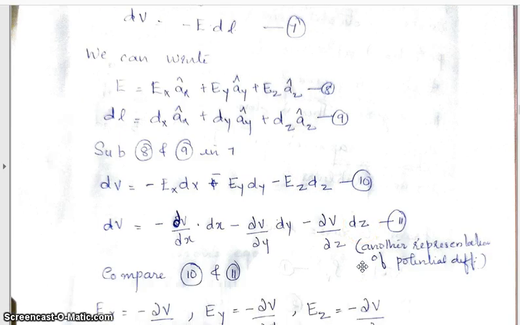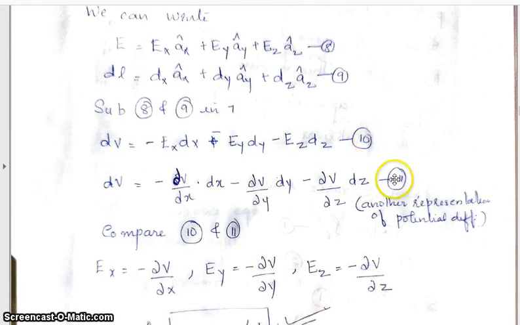Okay. Now I am comparing equation 10 and 9, because in equation 10 and 9 the left hand side is equal, so the right hand side will also be equal. So I can write Ex is equal to minus dou V by dou X, Ey is equal to minus dou V by dou Y, and Ez is equal to minus dou V by dou Z. That is written here.